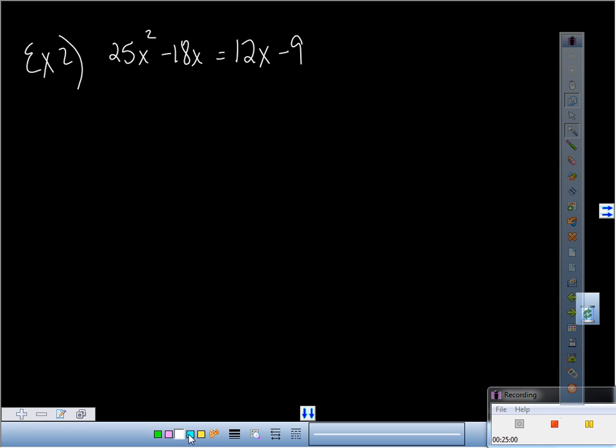All right, what's the first thing we're going to do? Yeah, put everything on the left. So I'm going to subtract 12x and add 9. I got to make it equal 0. Over here I got 25x squared. What's a negative 18x and a negative 12x? Okay, so I got a negative 30x and then plus 9.